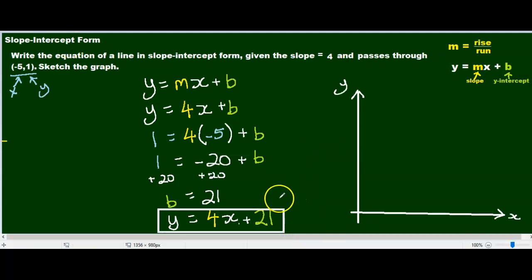Okay, to sketch my graph, I'm going to look at my y-intercept, which is 21. The point goes through there. And we're going to go up 4. So 1, 2, 3, 4. That's 22, 23, 24, 25, over 1. And when we join the 2 points, the line should look something like that.